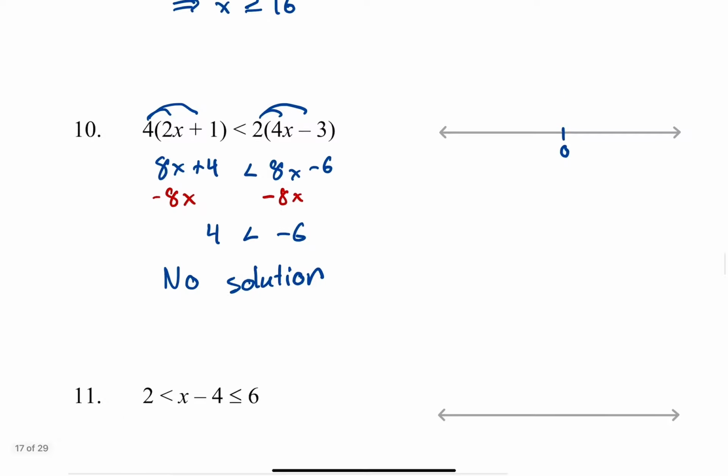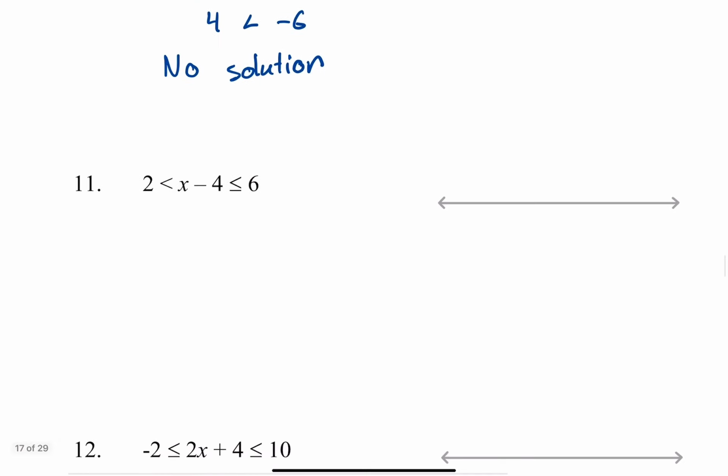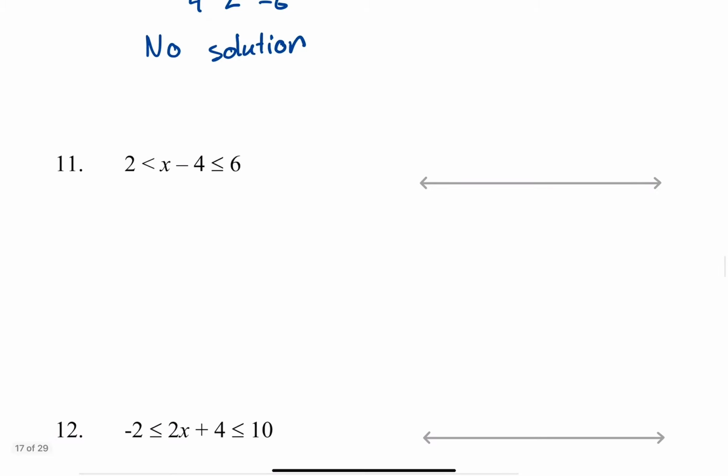And finally, in the case of number 11, we have a compound inequality. So 11 and 12 will illustrate a compound inequality. And the principle is the same. I need to isolate the x. So I'm going to add 4, but I need to add 4 to all parts of the inequality. So adding it to all, the left side, the middle, and the right. So 6 is less than x is less than or equal to 10.